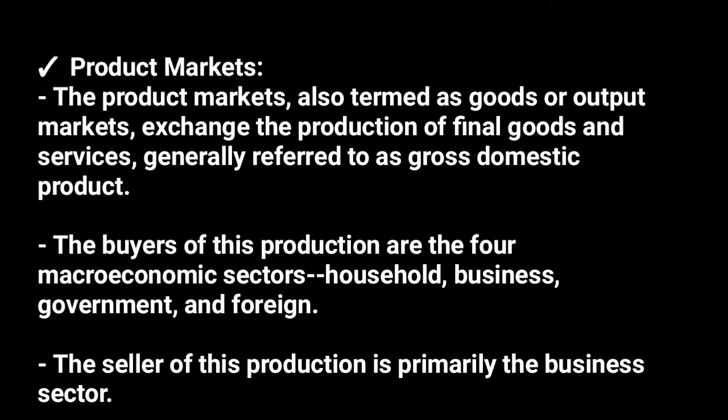So in the product market, the seller is the business sector and the buyer is the four sectors, because a business can sell to another business. The buyers are the household, the business, the government, and then the foreign sector.